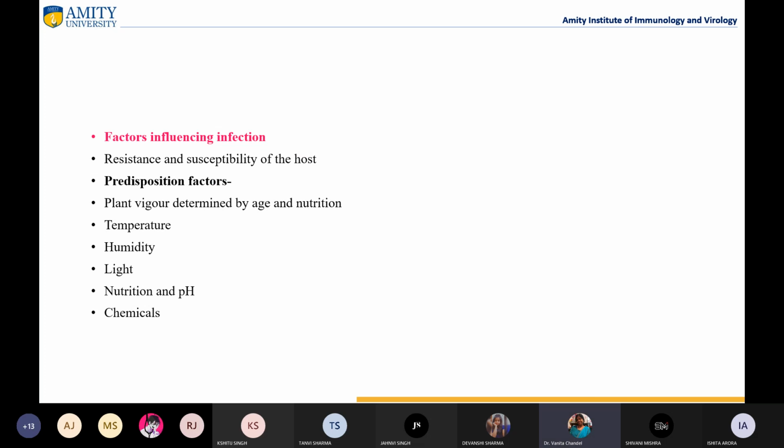Then factors influencing, this is again the same, resistance and susceptibility of the host. If the host is resistant, then definitely the pathogen cannot multiply to a larger extent, right?